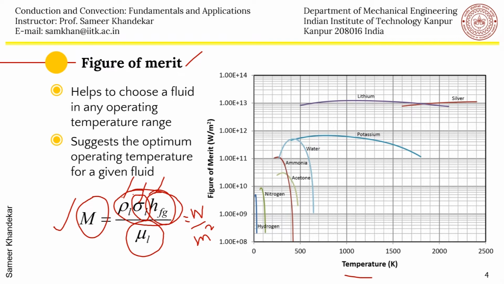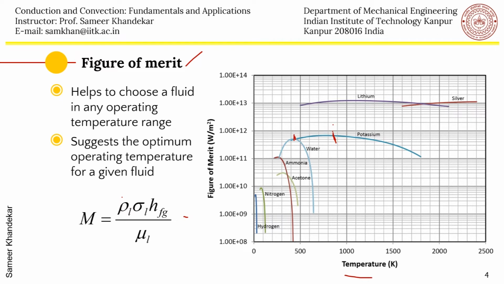and we don't go all the way up to the limits because the maxima, as you can see, comes somewhere in the central region, depending on this combination of the properties rho sigma HFG divided by mu L. And one can see that for low temperature fluids or cryogenic fluids, you get a curve like this here. Then acetone, ammonia, water, they are at the mid temperature region, and then lithium, potassium, silver.